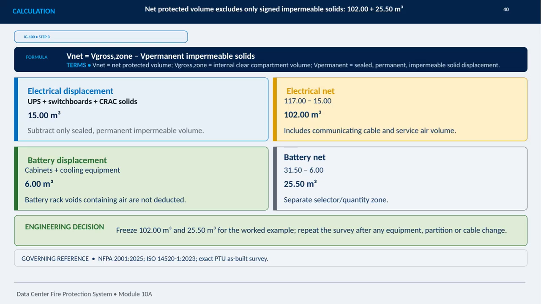This slide calculates the net protected volume for two separate areas in the IG-100 system. The governing formula is straightforward. Net volume equals the clear compartment volume minus sealed, permanent, impermeable solid displacement. That means we deduct equipment that physically and permanently occupies space, but not air-filled voids or communicating service spaces.